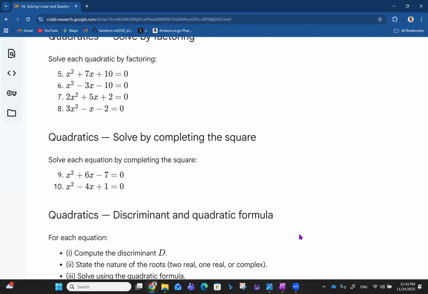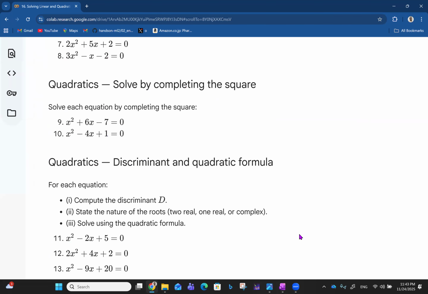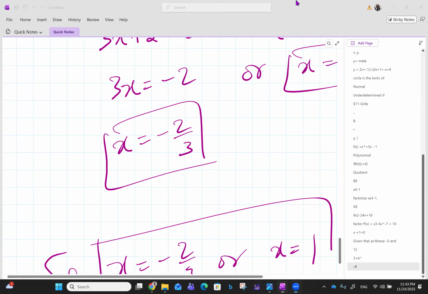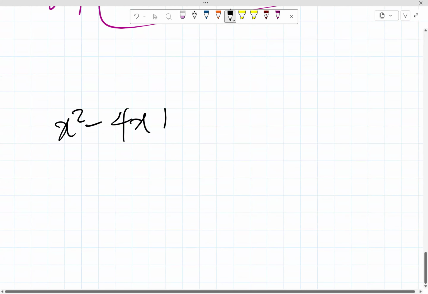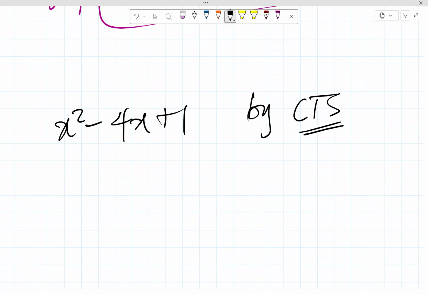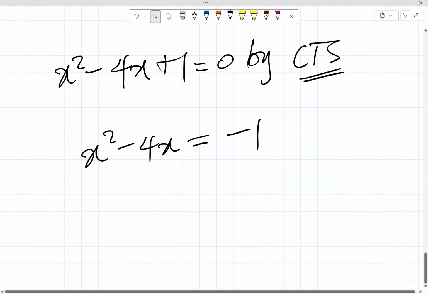Then we come here, it says solve by completing the square. So I'll go for x squared minus 4x plus 1, by completing the square. So we have this equal to 0, and we want to solve that. So we have x squared minus 4x. Transfer the constant to the other side. That's x squared minus 4x equals minus 1.